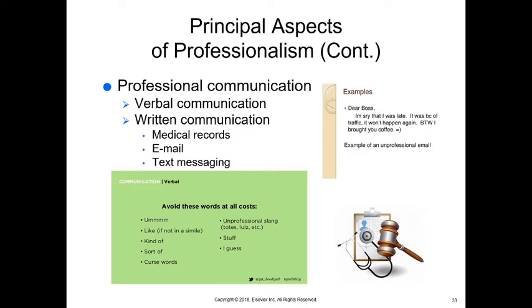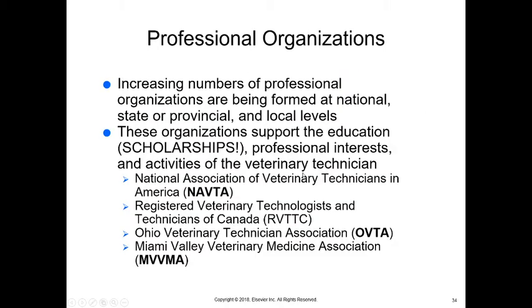These are things that you should be paying attention to right now in order to make sure that you are communicating appropriately. Becoming a part of a professional organization can keep you up to date on what's happening at national, state, provincial, local levels. There are a lot of organizations that are available to join. They also support education, so you can get scholarships. They support professional interests, activities of the veterinary technician.